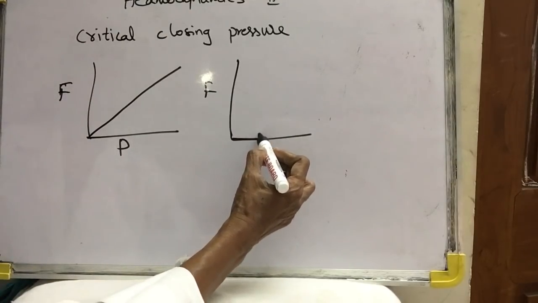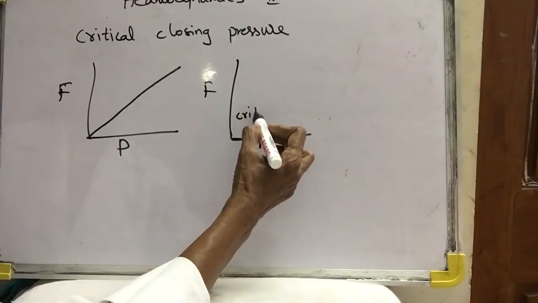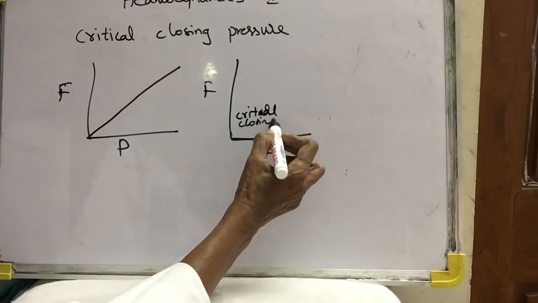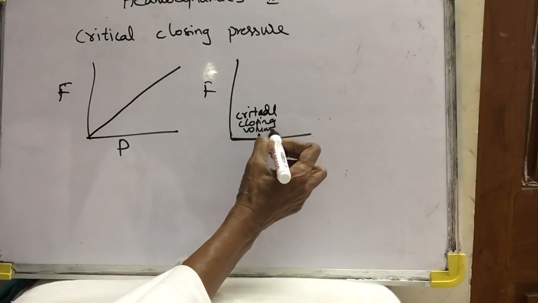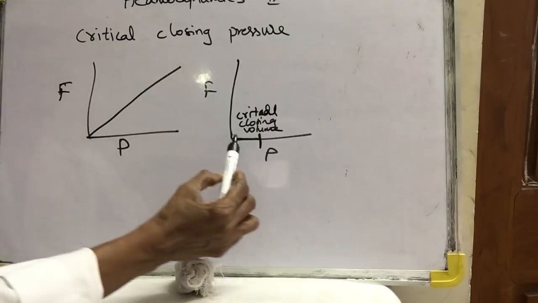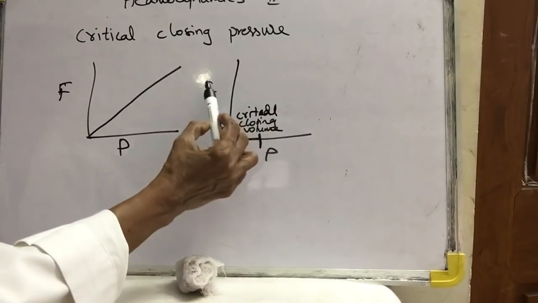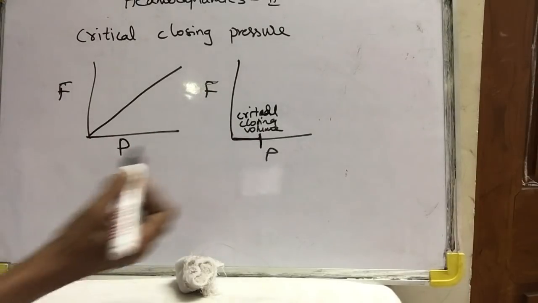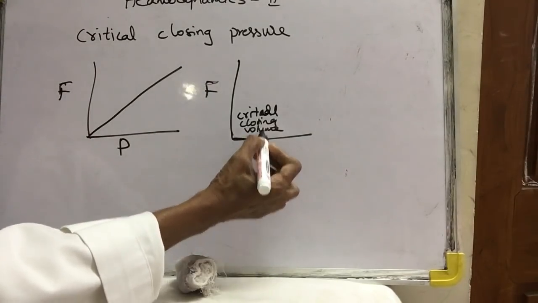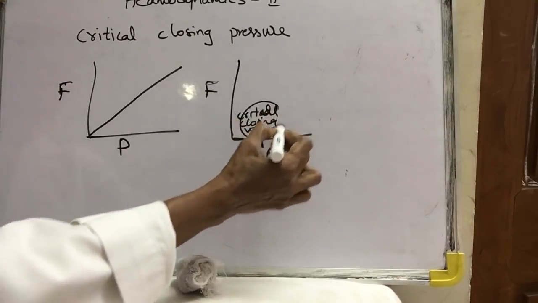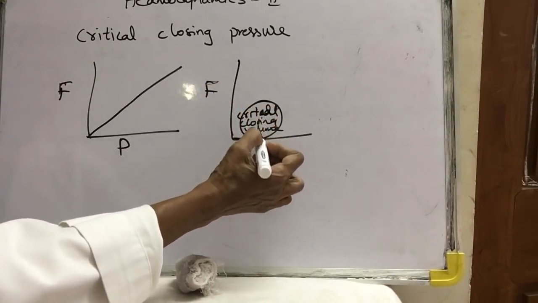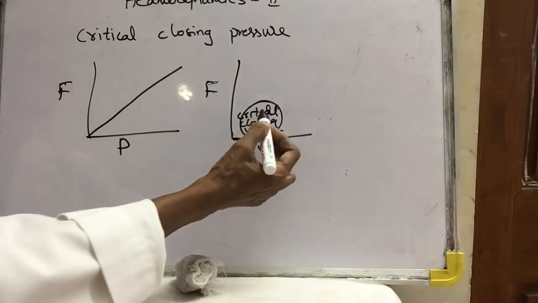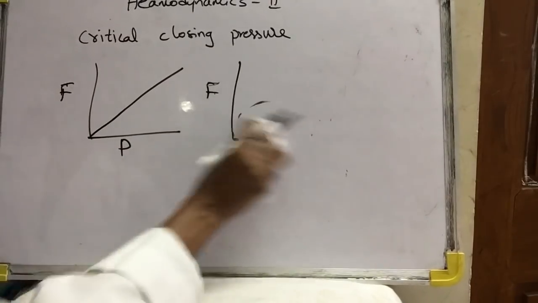This pressure where the flow stops is known as critical closing volume. That means here the pressure is so low that there will not be any flow to the tissues. This pressure, where the flow is completely zero or very less, is known as critical closing volume.